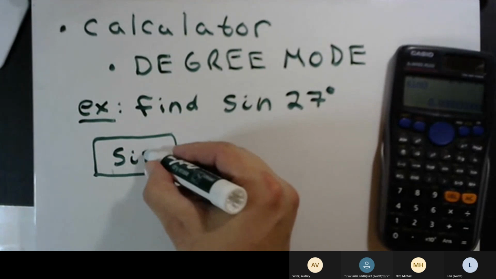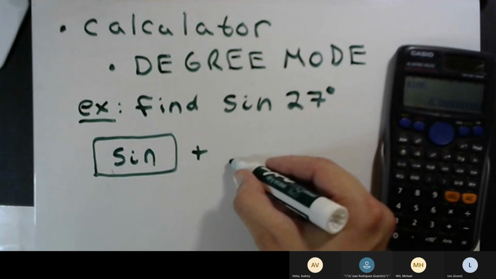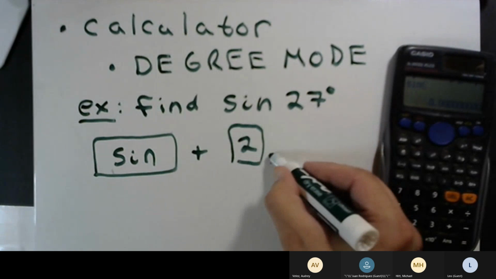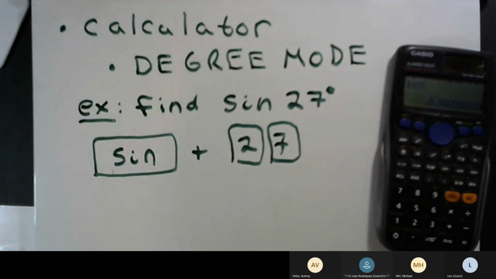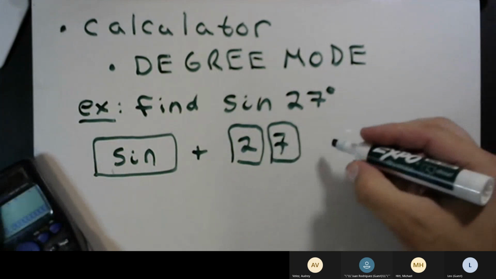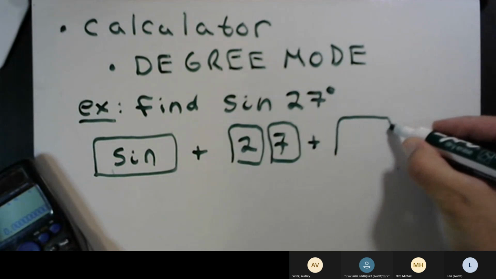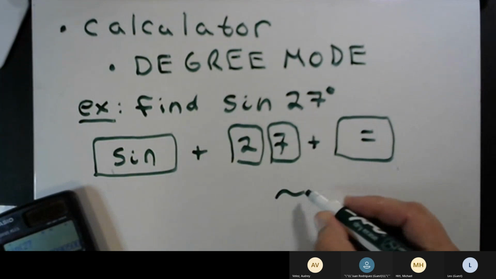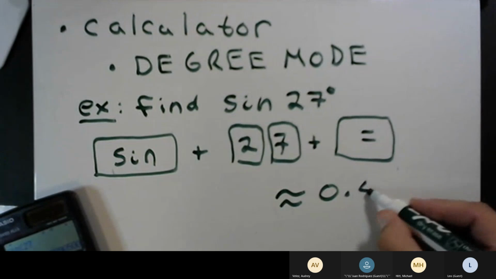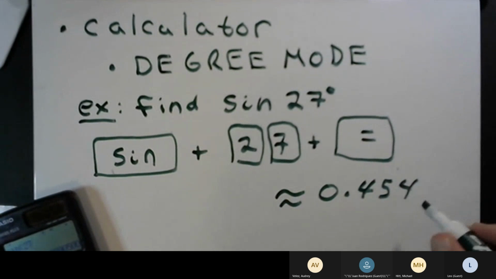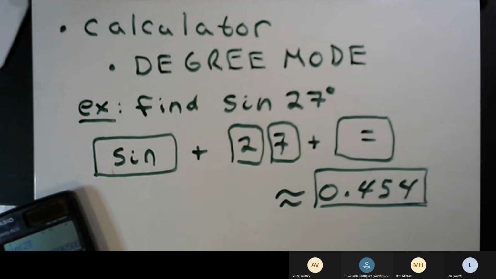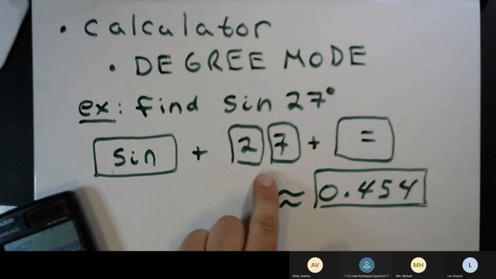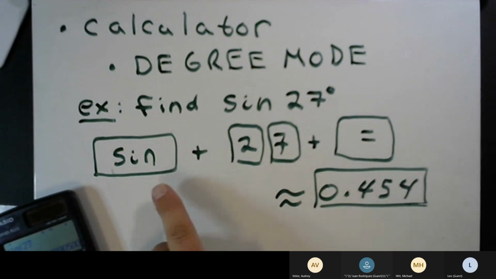So I hit this button, then I type in 27. And then I hit equals. And so what I get is approximately 0.454. And that's it.